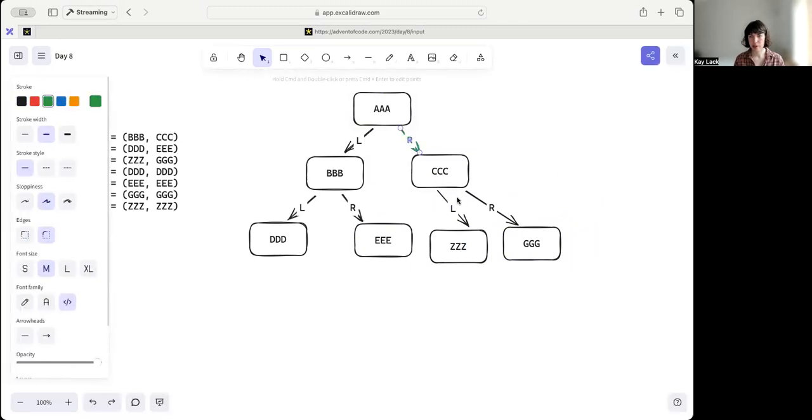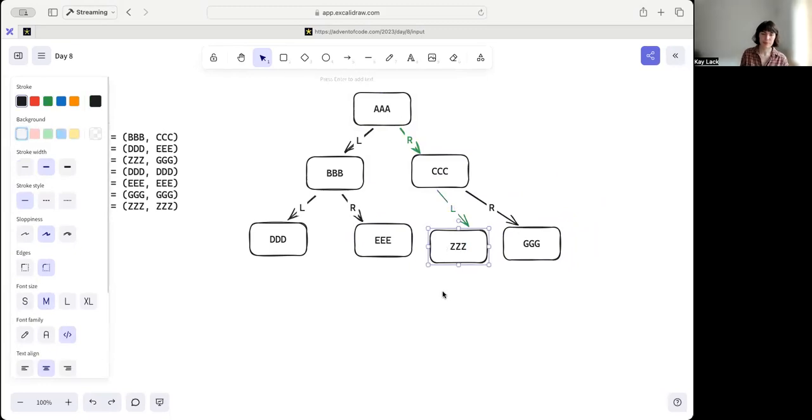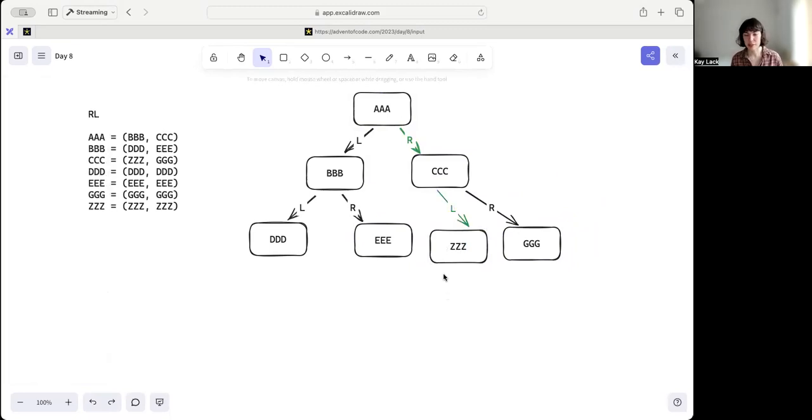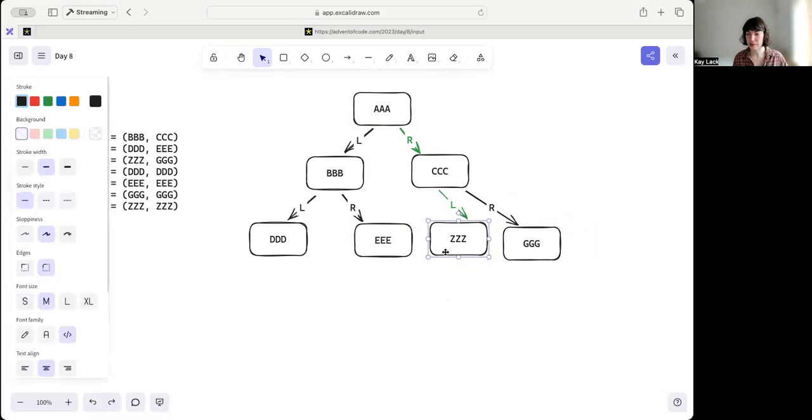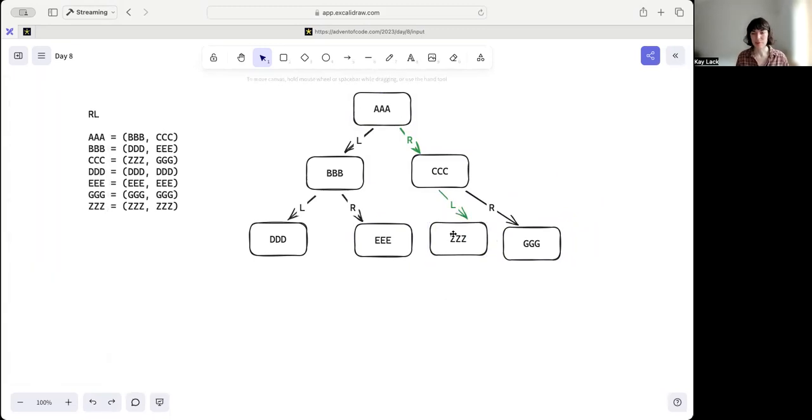So let's go right, then left, and then we're at Z. I don't know why I'm saying Z. I'm British, I should say Z. We end it with Z. So that's all fine. We don't need to build the whole graph, but in theory, we would build the whole graph, and that would make traversing it very straightforward.